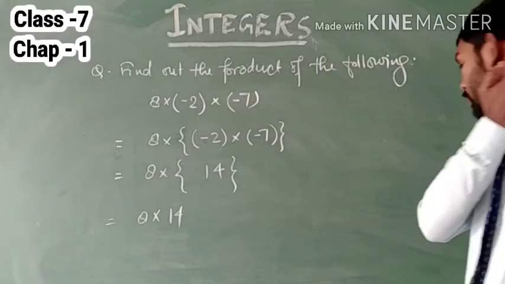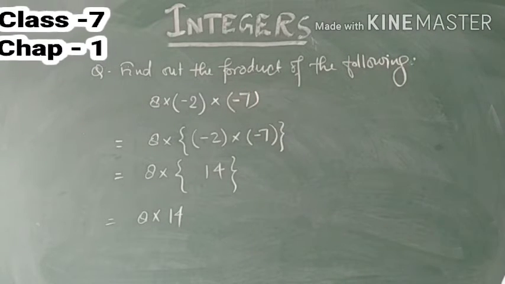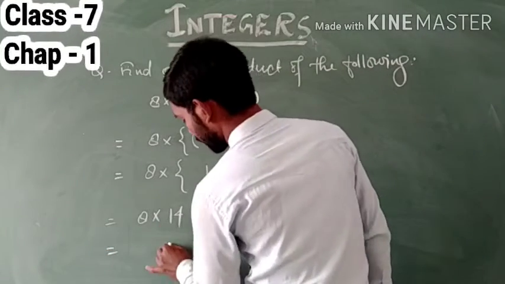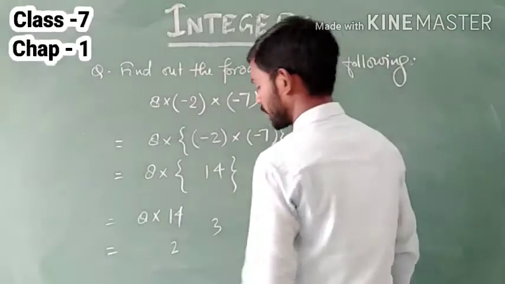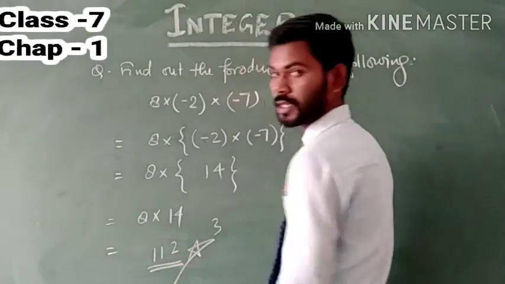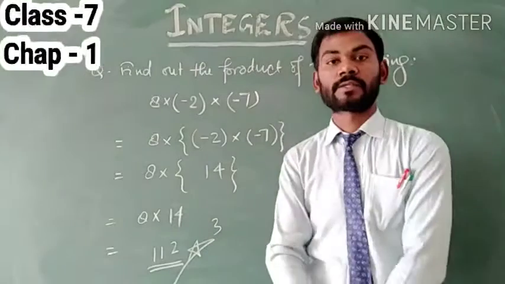Now multiply 14 by 8. So here we get 8 times 4 is 32, carry 3, 8 times 1 is 8, 8 plus 3 is 11. So our result is 112. So 112 is the right answer.